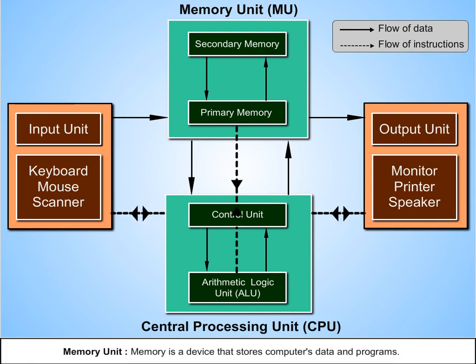Memory Unit. Memory is a device that stores the computer's data and programs. The two types of memory are primary memory, that is internal, and secondary memory, that is external.